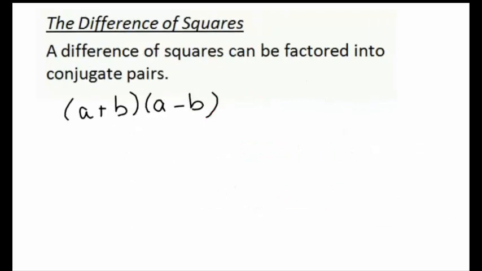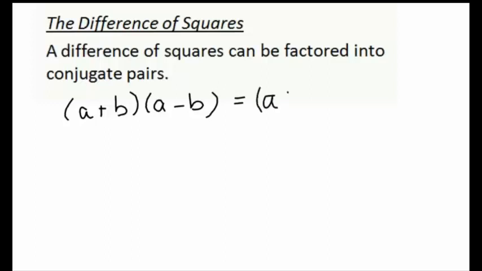The first special form we're going to look at is called a difference of squares. Now, I want to help you understand why we factor the way that we do. So we're going to work with our conjugate pairs, a plus b, a minus b, and we're going to use the distributive property to expand this out.